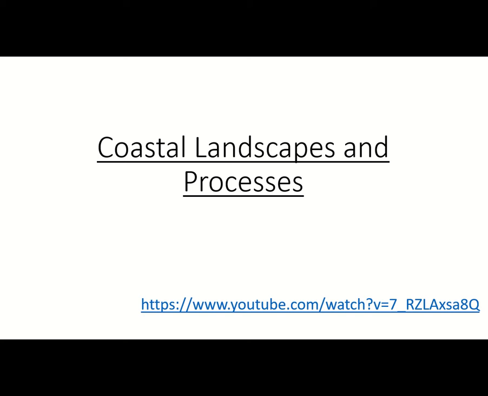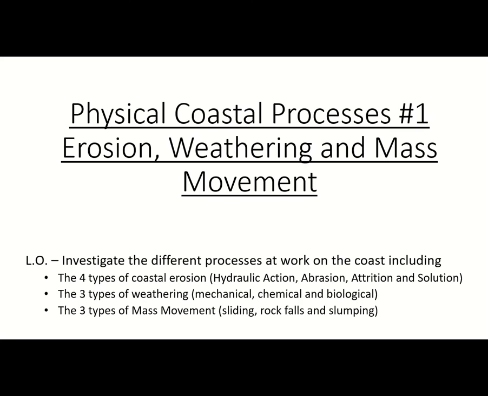But for today, we need to start going through the processes that change the coastal landscapes around the UK. So the first session, this session, is all about these main processes of erosion, weathering and mass movement. Okay, these have been grouped together because they are essentially how chunks of the land can be changed, broken down and removed in large scales. So you're going to be looking at the 4 types of coastal erosion, the 3 types of weathering and the 3 types of mass movement in this session.